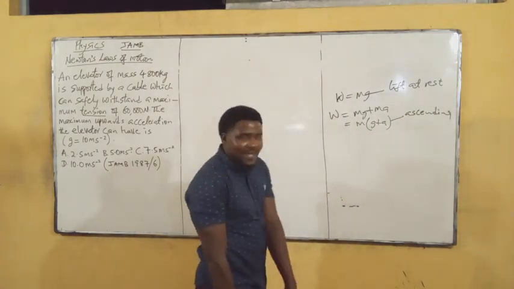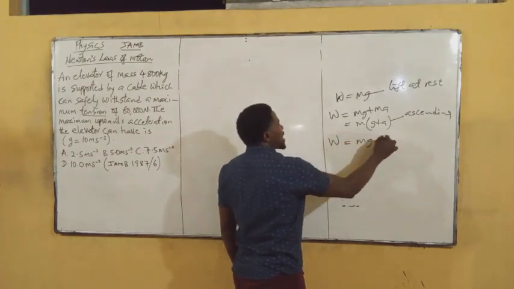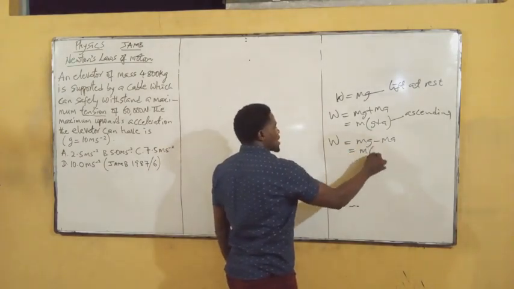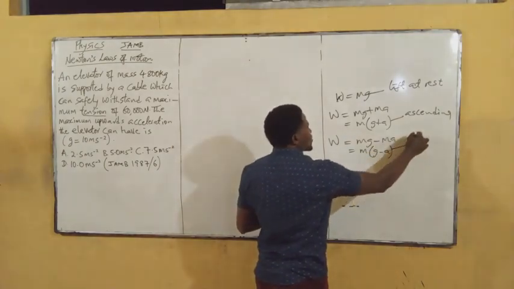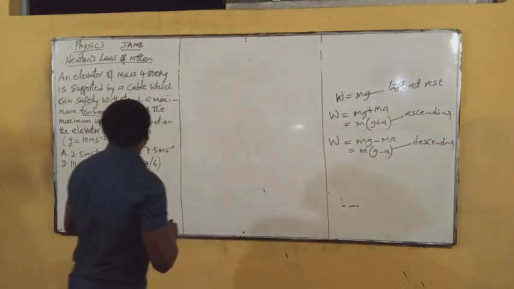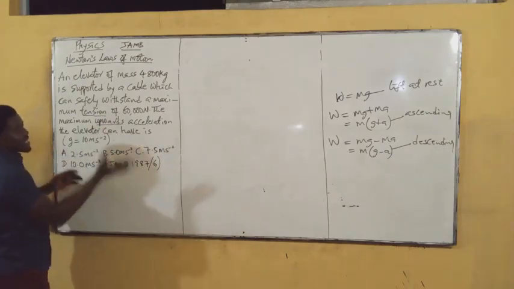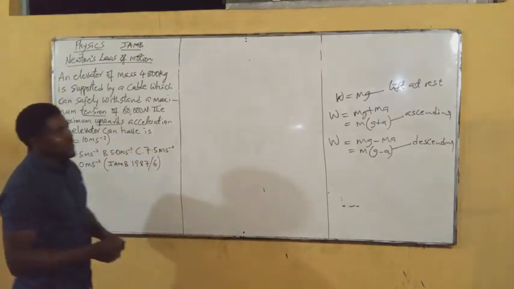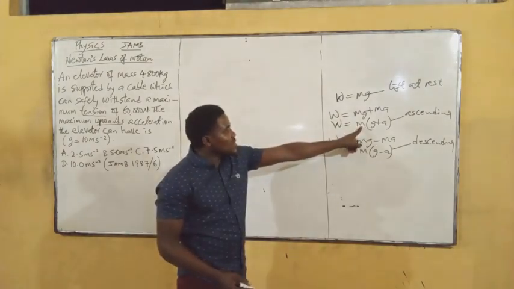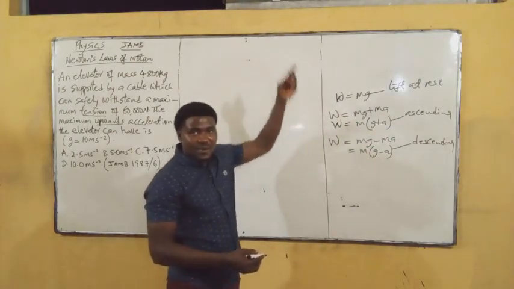But if the elevator is descending, the weight of the object in the lift will give us W equal to mg minus ma, which when factorized, factorizing the m out, we have m bracket g minus a. This is when the elevator is descending. Now in this question, you can see that there is acceleration and it is accelerating upwards. It's ascending. And what formula do we use? We are going to use this formula: W, the weight of the body in the lift, is equal to the mass of the lift, in bracket, the acceleration due to gravity plus linear acceleration. That's for when the elevator is ascending.